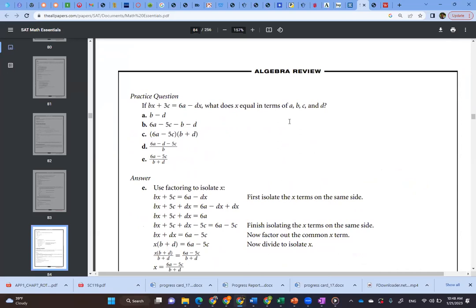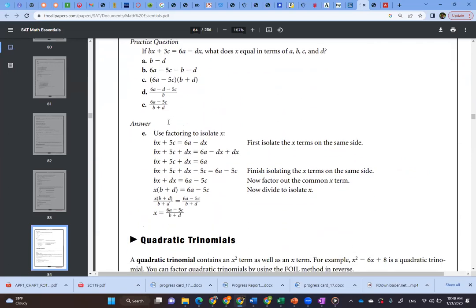Okay, so the answer is E. So our method is right, but there's a typo mistake here. This is 5C, not 3C. Okay.